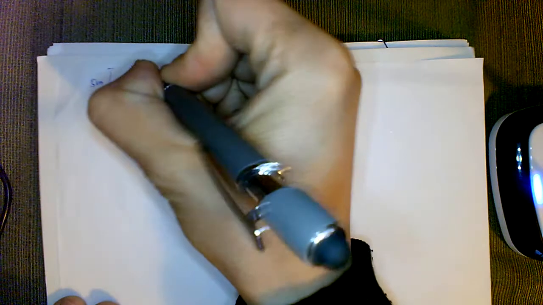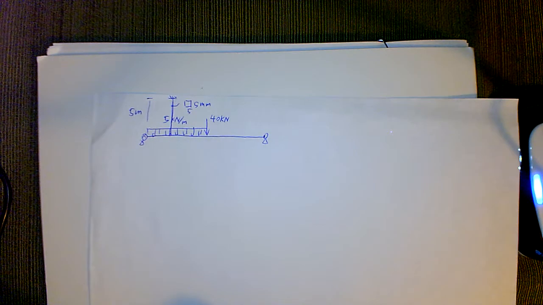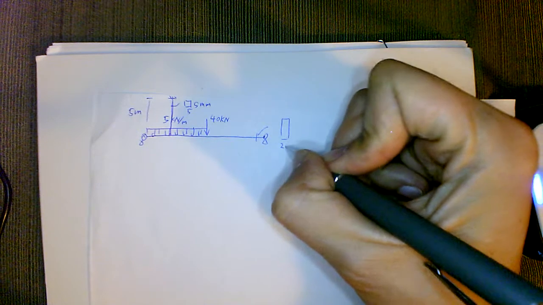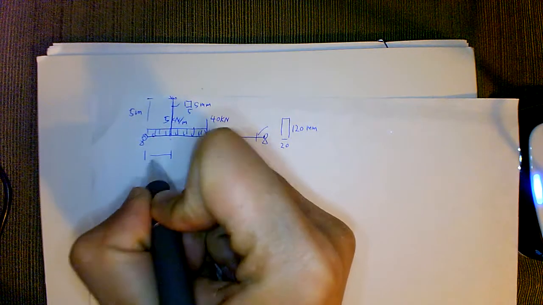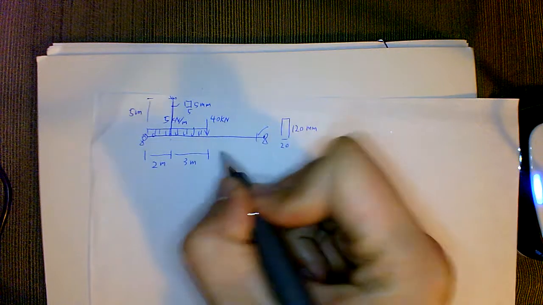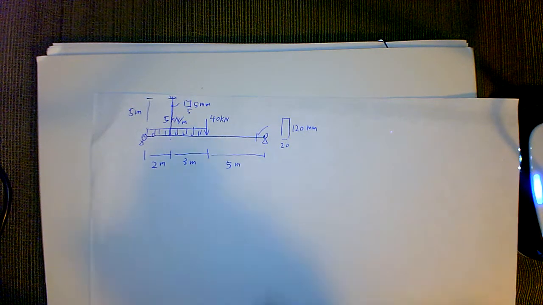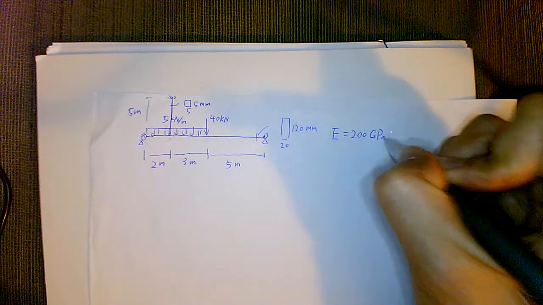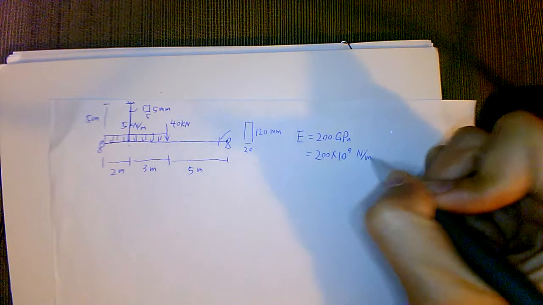Then this cable has a cross section of 5 by 5 millimeters. And the cross section of the beam is 20 by 120 millimeters. The location of this hanging point is 2 meters, 3 meters, and mid-span, 5 meters. We also know that this is made out of steel, everything. So E is 200 gigapascal, which equals 200 times 10 to the 9th Newton per meter square.